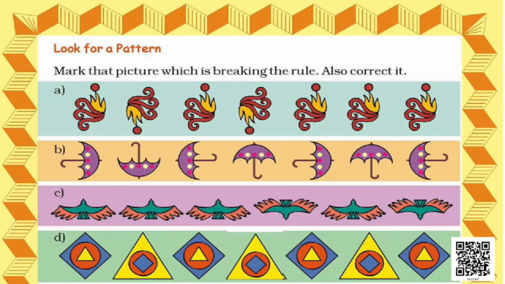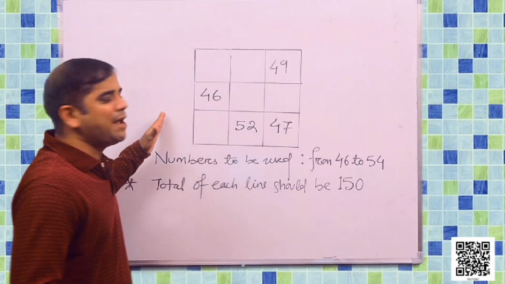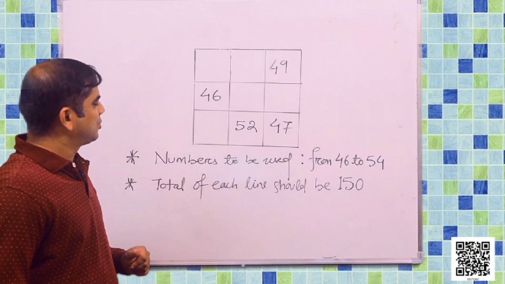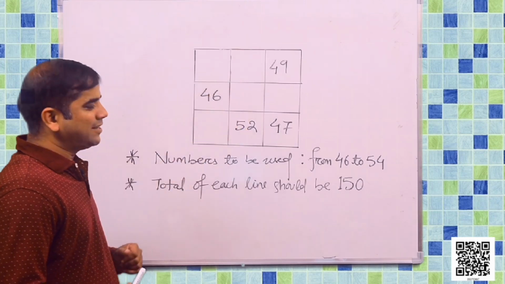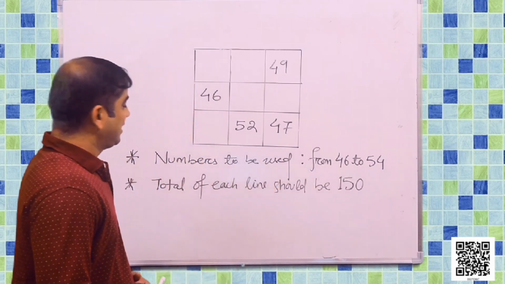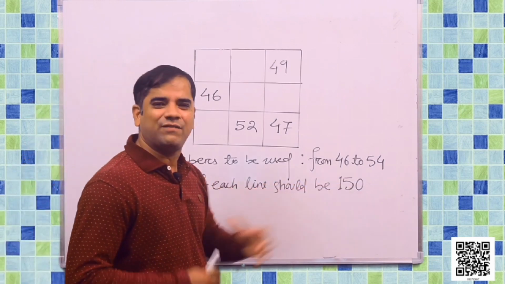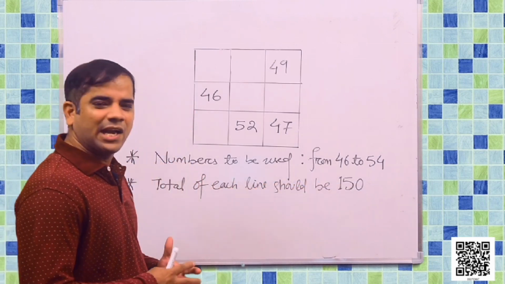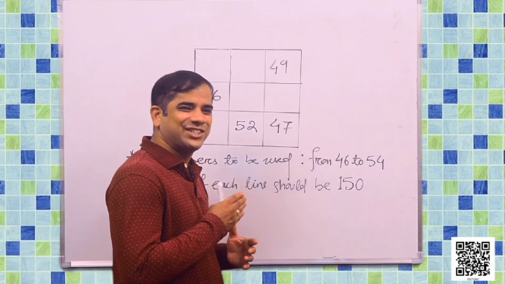Okay? So students, let us discuss magic squares. As given in your book, I have drawn the same picture over here. It says that we have to fill in the blanks using numbers from 46 to 54, and the rule is the total of each line should be 150. Okay? So how can we find it out? It's too easy. Let's do it.